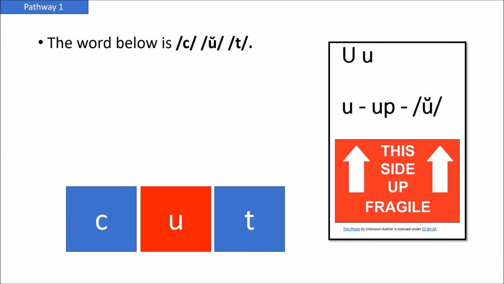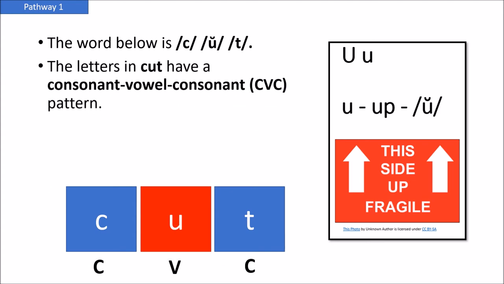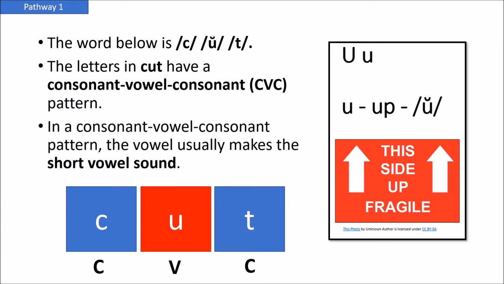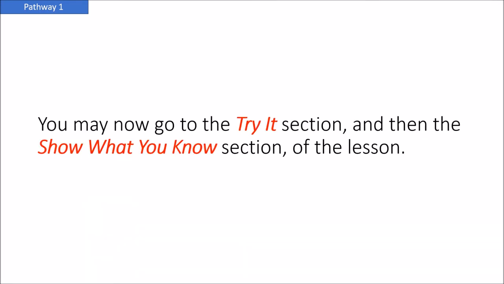The word below is cut. The letters in cut have a consonant-vowel-consonant CVC pattern. In a consonant-vowel-consonant pattern, the vowel usually makes the short vowel sound. You may now go to the Try It section and then the Show What You Know section of the lesson.